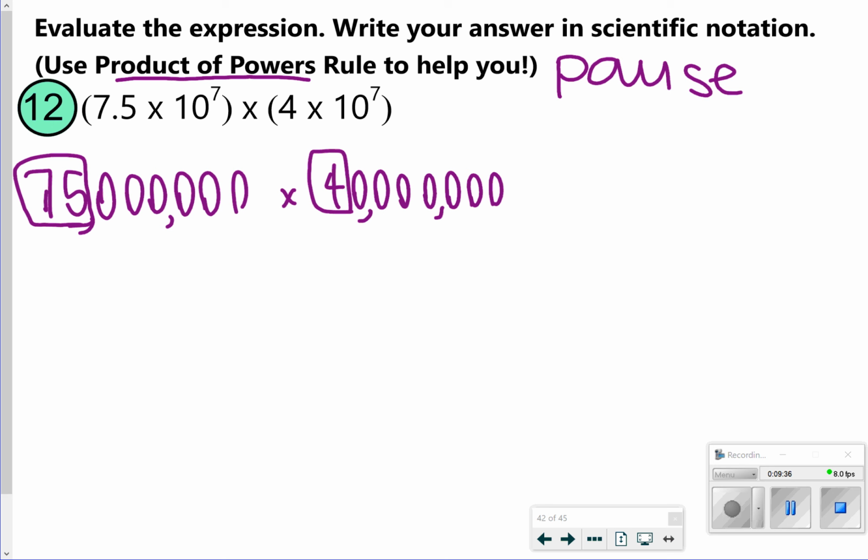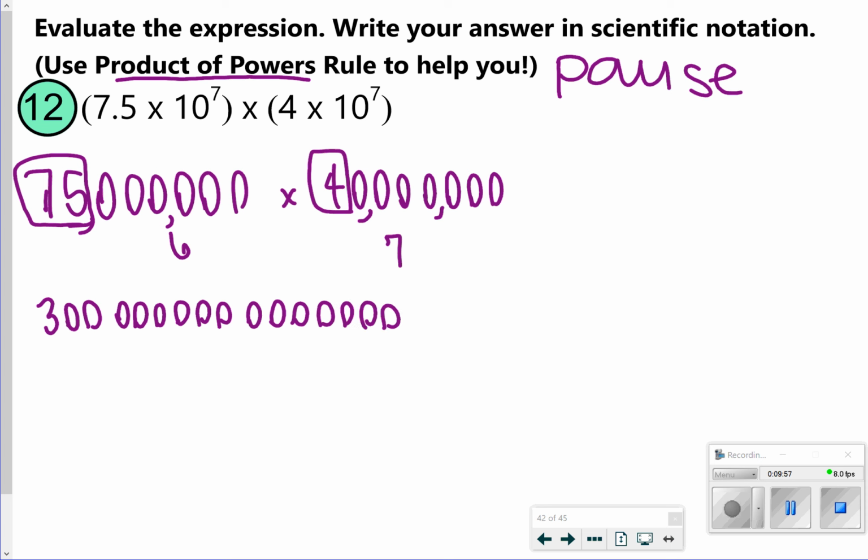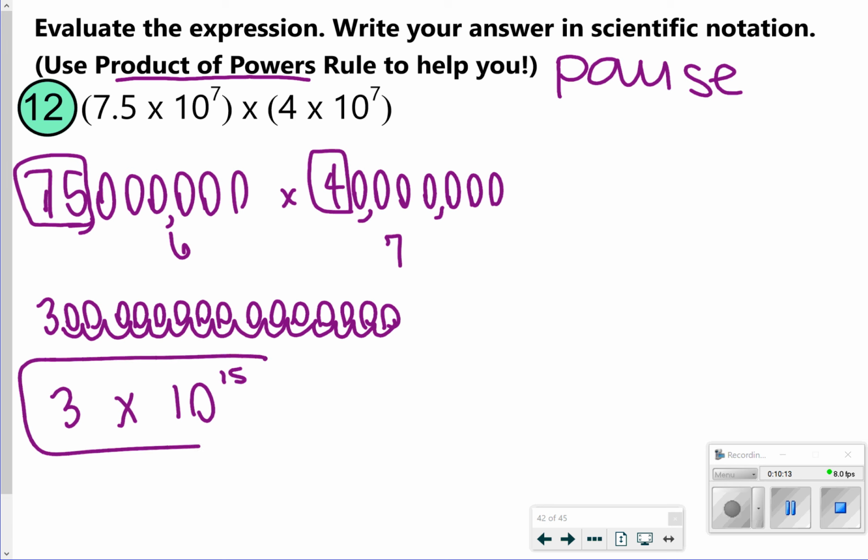So there are 1, 2, 3, 4, 5, 6 zeros here, and another 1, 2, 3, 4, 5, 6, 7 zeros here. If I write 300 and then add my other 6 zeros and then my other 7 zeros, that's a big number. But I would want to write it as 3 times 10, and then count your decimal movements: 1, 2, 3, 4, 5, 6, 7, 8, 9, 10, 11, 12, 13, 14, 15. Okay, so this will be your final answer.